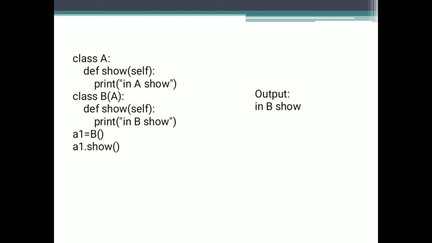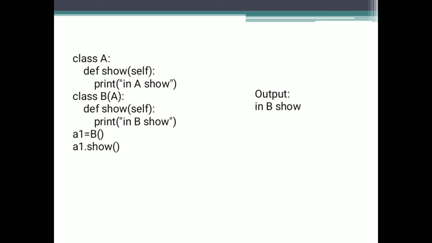Now let's discuss a program. We have a class A. In this class we have a method show. This will print in A show. Then we create another class B, and this class is inherited from class A. It means that you will get all the features of A in B. Class B also has a method show and that will print in B show. When we were not having show inside B, it was going to A.